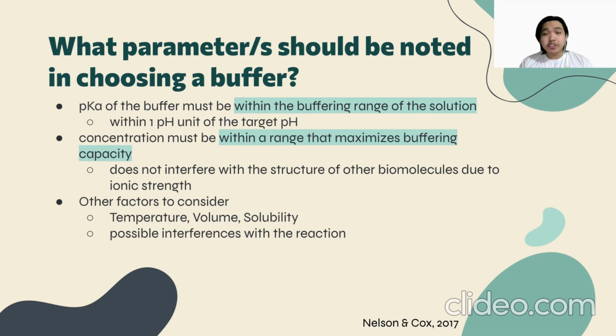Next, what parameters should be noted in choosing a buffer? As mentioned earlier, the pKa of the buffer must be within the buffering range of the solution, within 1 unit of the target pH. The concentration must also be within the range that maximizes the buffering capacity, but at the same time does not interfere with the structure of other biomolecules. Other factors to also be considered are temperature, at which the pKa varies, the volume of the buffer, its solubility, other possible interference with the reaction, and other determinants of chemical compatibility with other biomolecules.